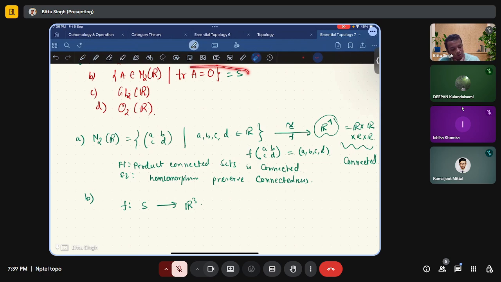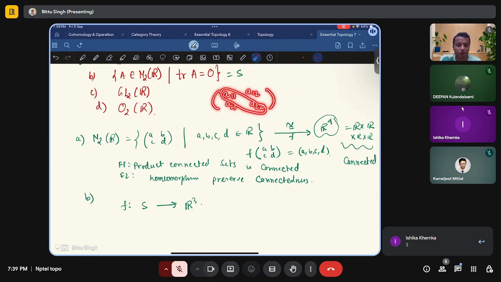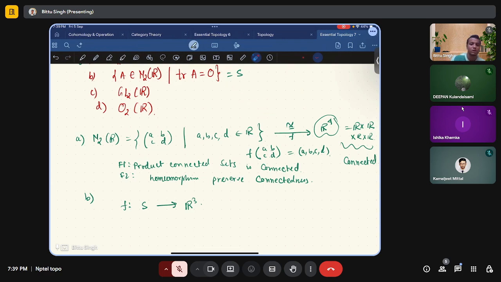You should be familiar with this example. What is the dimension of this space? As a vector space, what will be the dimension of this space? So there are 4 entries: a11, a12, a21, a22. But the condition is the sum of the diagonal is 0. The dimension is exactly 3. Sum of the diagonal is 0 means one of a11 or a22 is dependent. So exactly the same example will work.